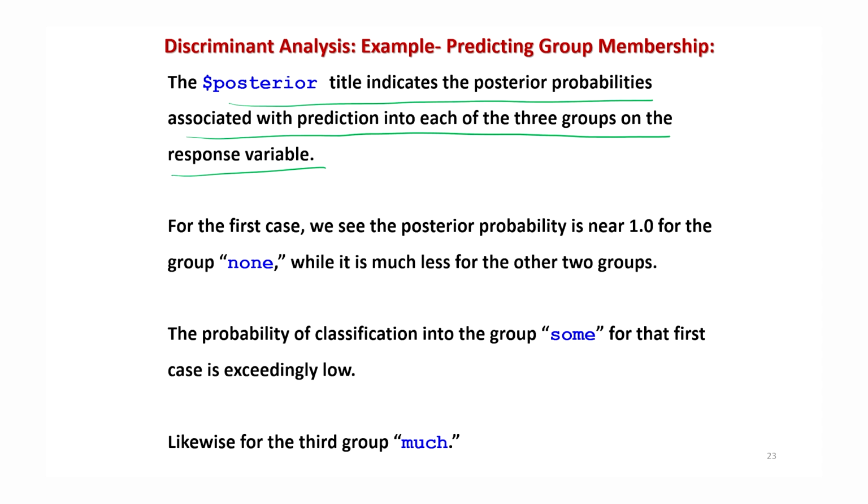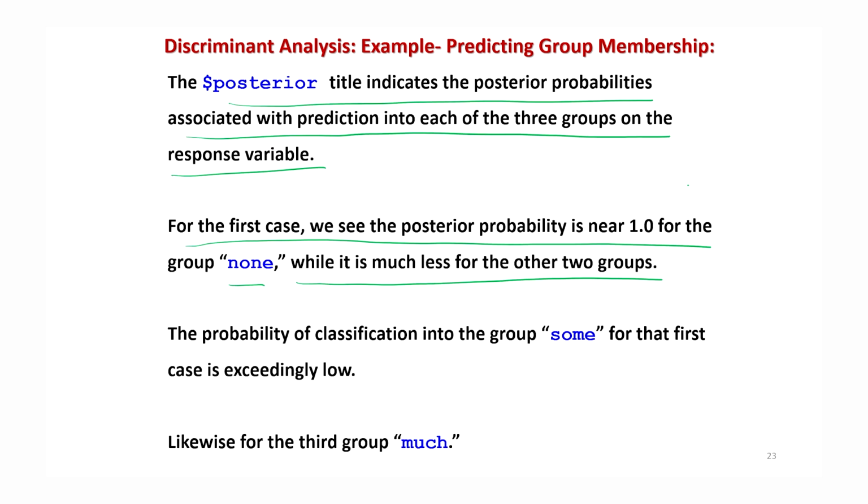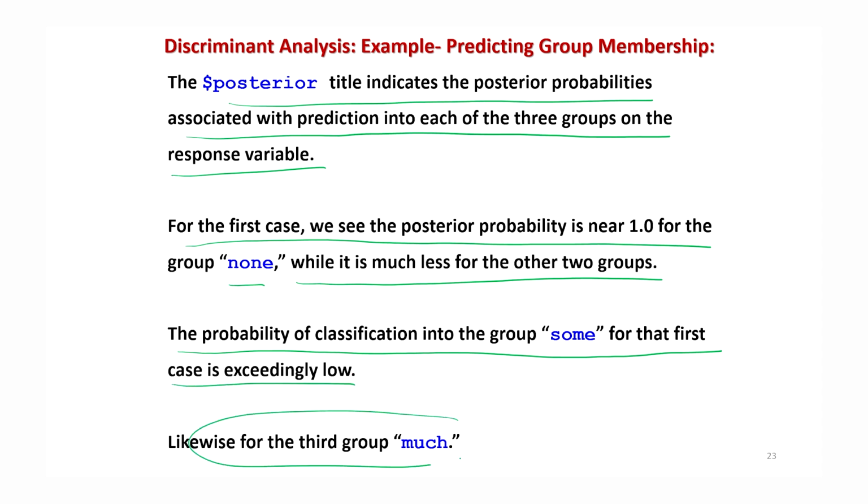Right. So that is what we see here, that for the first case the posterior probability is close to 1 for the group none, while it is much less for the other 2 groups, which I have shown you here. You can see here or here. Right. And similarly the probability of classification into the group some for that first case is exceedingly low. So likewise for the third group, much, also. I already have explained this.